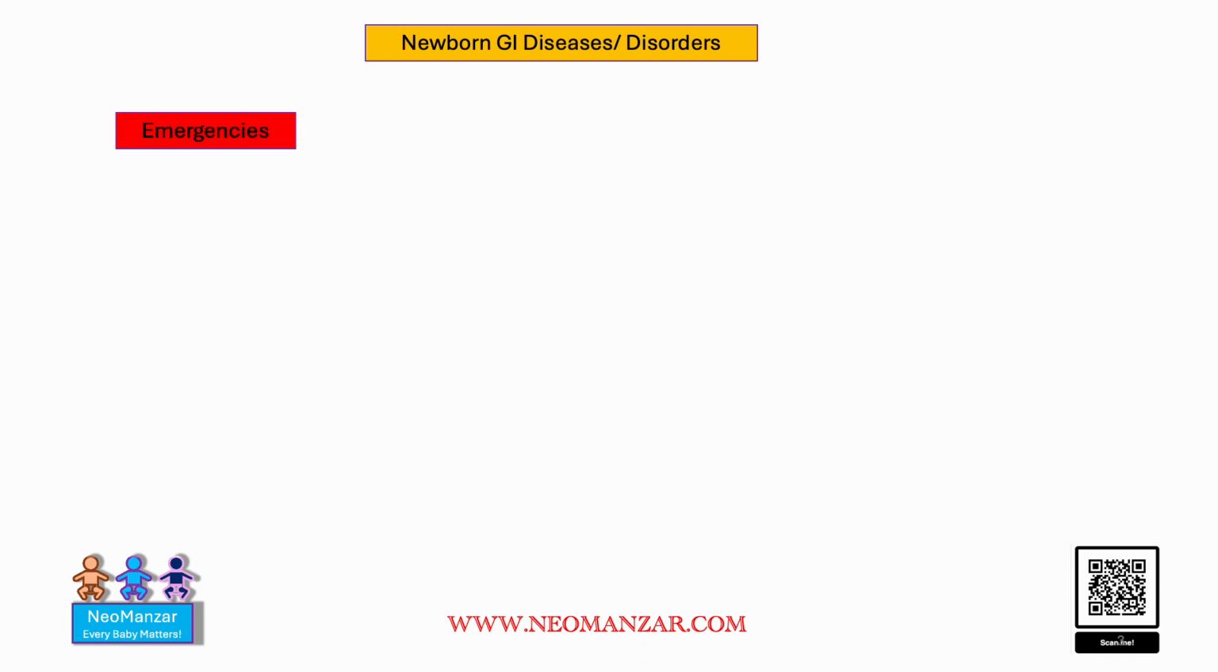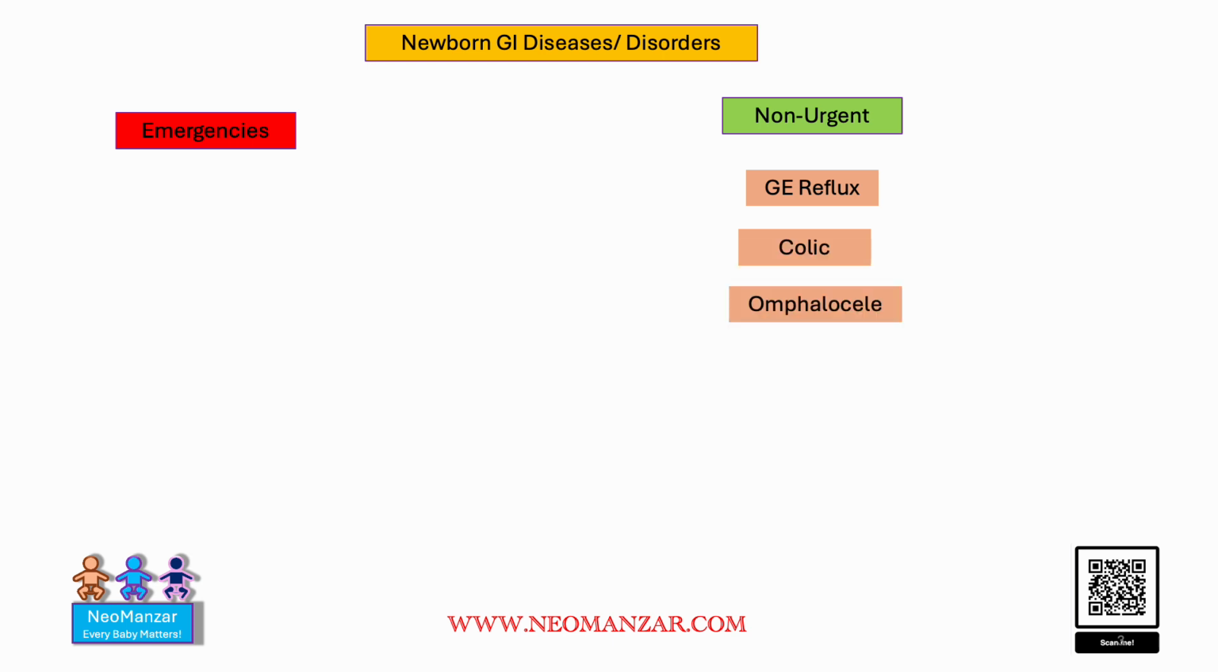So there are certain emergencies and there are certain non-urgent issues. In non-urgent, you have GI reflux, colic, omphalocele, meconium ileus, and meconium plug. You can question, what about the last three? That could be urgent, but really it's not that urgent because, in omphalocele, the skin is intact. In meconium ileus, unless it's an obstruction, and meconium plug, once the plug comes out, it's not an emergency.